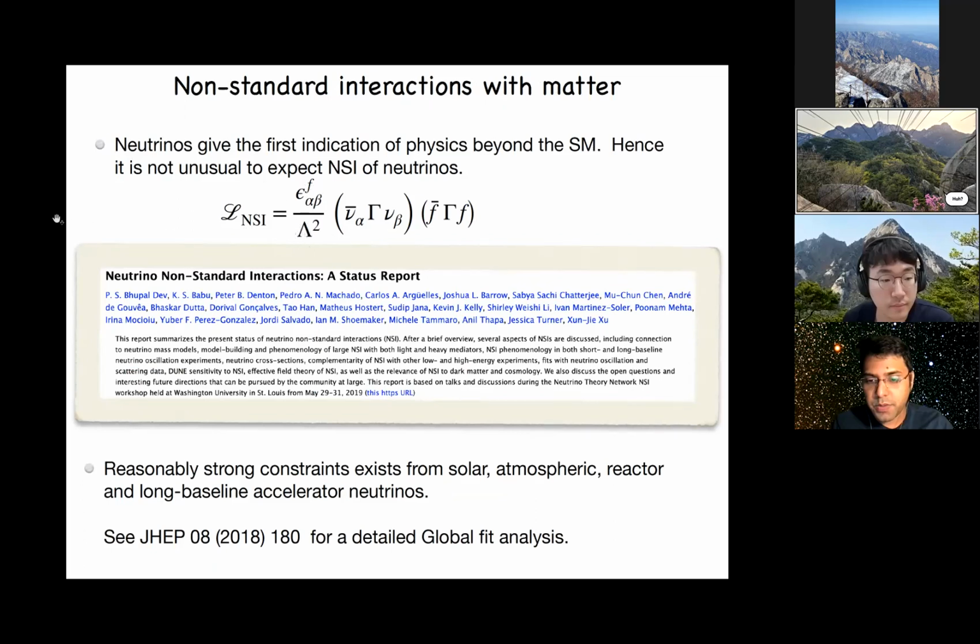And this has been done for quite a long time. There was a recent conference also on this, and a lot of details have been collated in this community status report as well. So people who are interested can have a look at this. The basic point is there are reasonably strong constraints on these kinds of non-standard interactions of neutrinos from observations of solar neutrinos, atmospheric neutrinos, reactor neutrinos, as well as long baseline neutrinos. So we can do experiments where we can scatter neutrinos off matter, and that helps us to put quite strong constraints on these couplings per se.